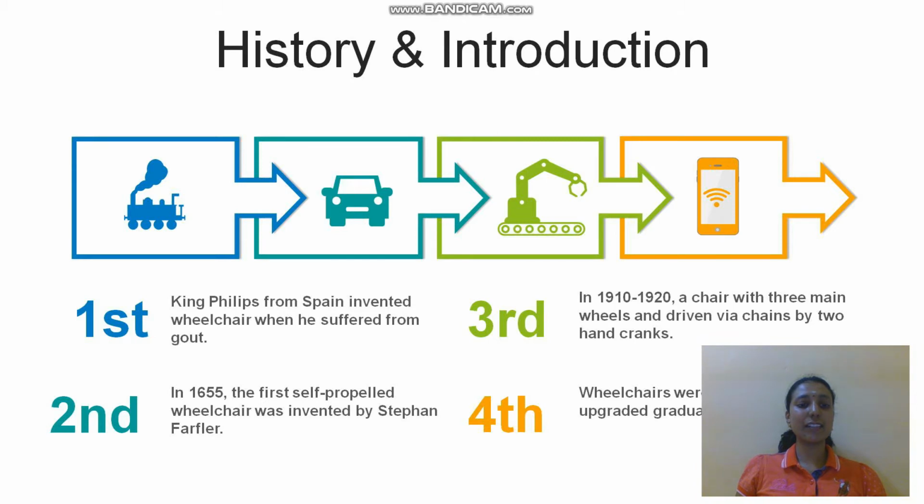And then in 1655, the first self-propelled wheelchair was invented by Stephen Farfler. That wheelchair only had 3 wheels, but he built it as his own mobility aid when he was only 22 years old, having a broken back. In 1910 to 1920, a chair with 3 main wheels and driven via chains by 2 hand cranks was invented. And later on, wheelchairs were gradually designed and upgraded.